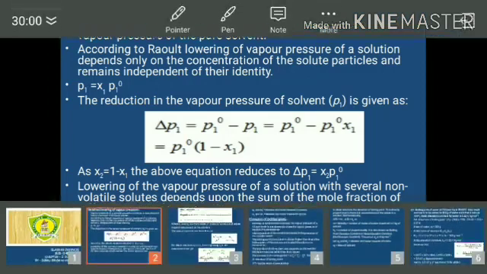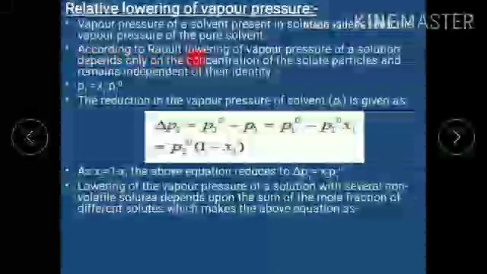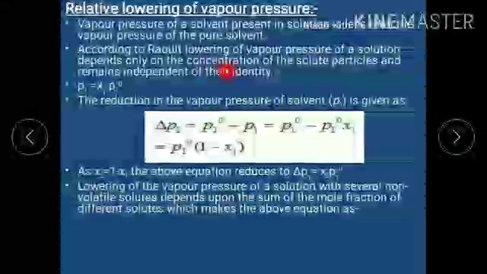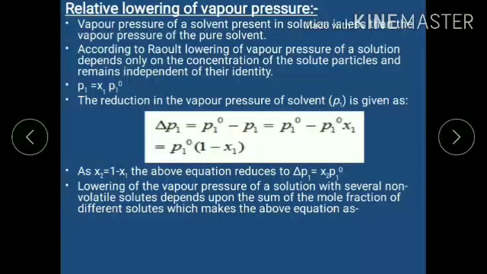According to Raoult's law, lowering of vapor pressure of a solution depends only on the concentration of the solute particles and remains independent of their identity. This is the formula P1 = x1 P1 naught, where P1 is the partial pressure of component A, x1 is the mole fraction of component A, and P1 naught is the vapor pressure of pure component A.